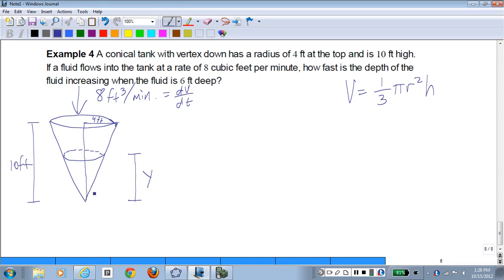So the ratio of... I'm going to call this little r. So we kind of need that to calculate the volume. We need r, we need y, and y is the value of h. So we could do this. So what's the ratio of r to y?